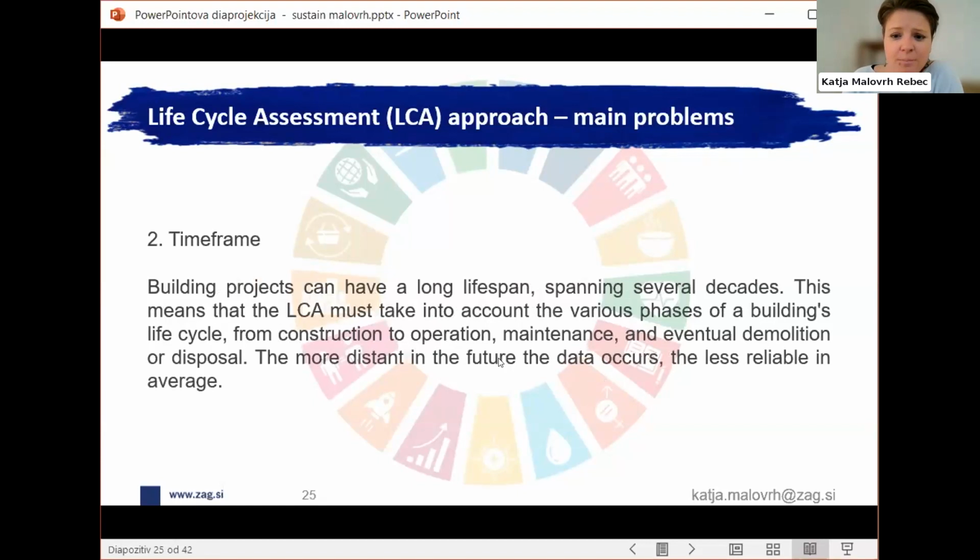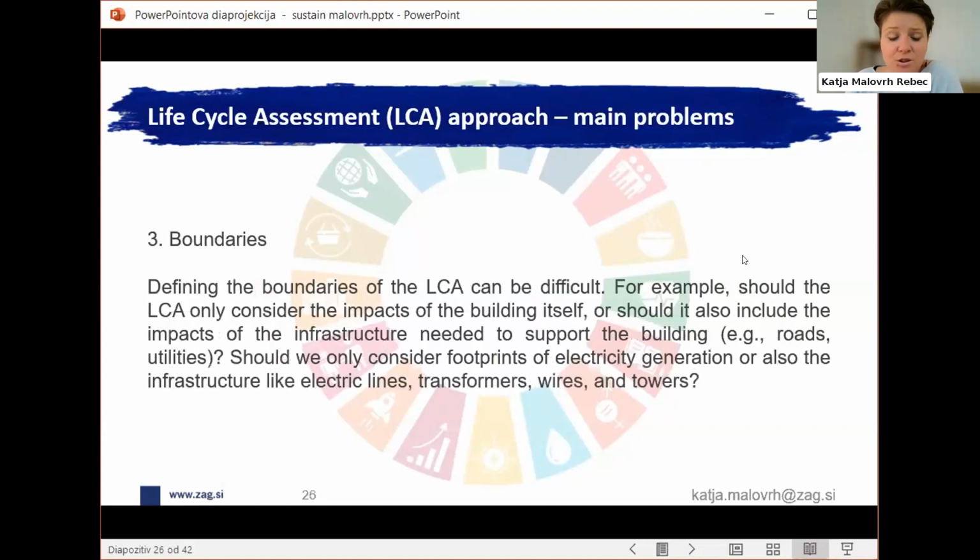Then the time frame. Buildings have a long lifespan, which could span several decades, and it means that what we are calculating now might change in the future, and the further in the future the data occurs, the less reliable it is on average.